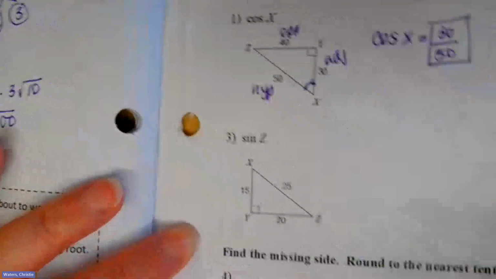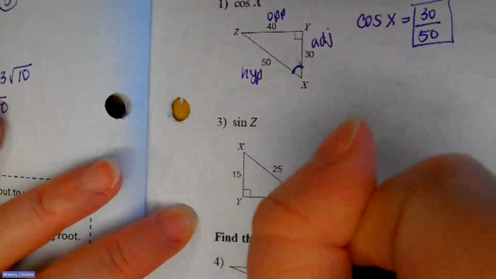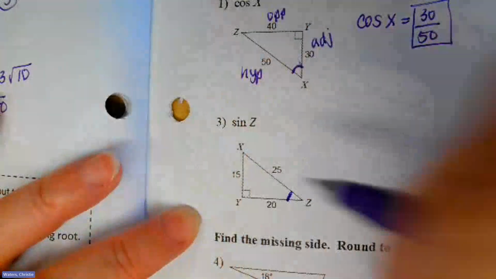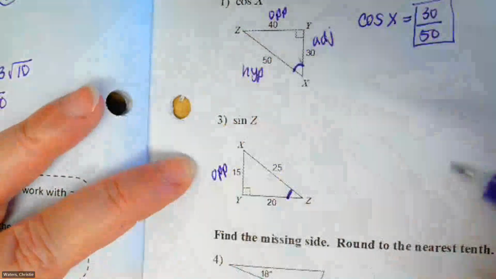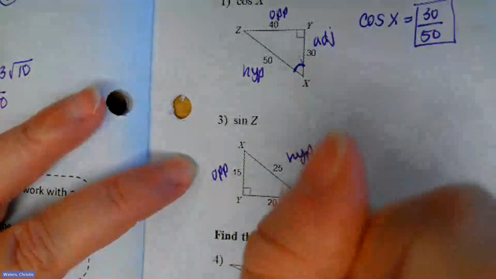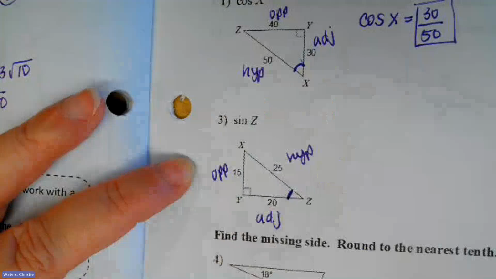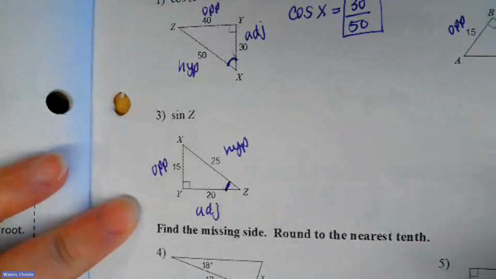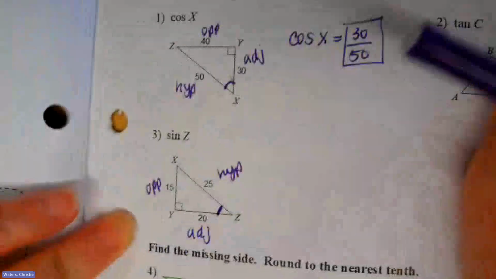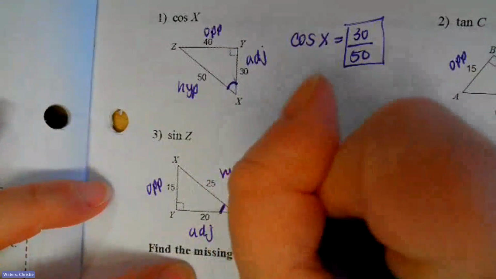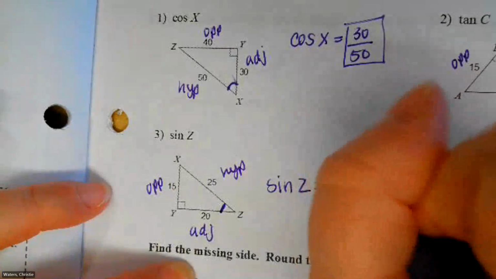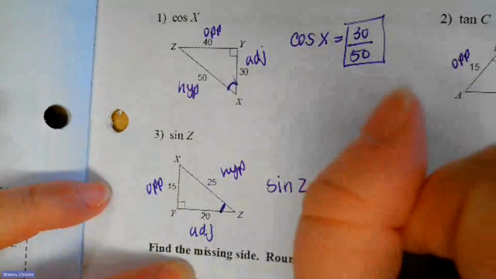All right, sine of angle Z. So this time my input is angle Z. That's my focus angle. So straight across from that is my opposite side. Across from my right angle is my hypotenuse. And the third side is the adjacent side. So we're finding sine this time, and sine is the opposite divided by the hypotenuse. So sine of Z is opposite 15 divided by hypotenuse 25.